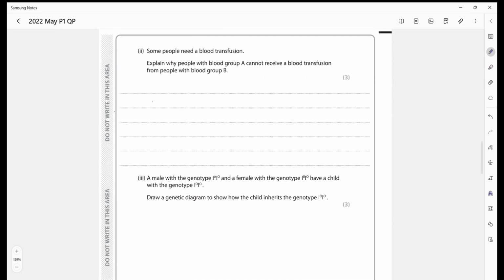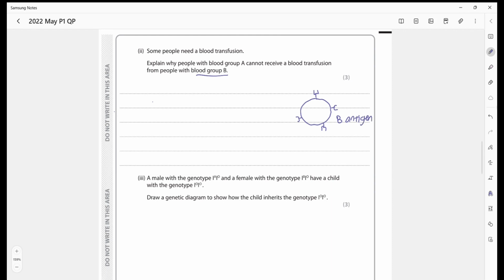Okay, part 2. Some people need a blood transfusion. Explain why people with blood group A cannot receive blood transfusion from people with blood group B. Okay, so I'm going to draw a little diagram here. So imagine this is the red blood cell of a person with blood group B, and they would have these B antigens, right?